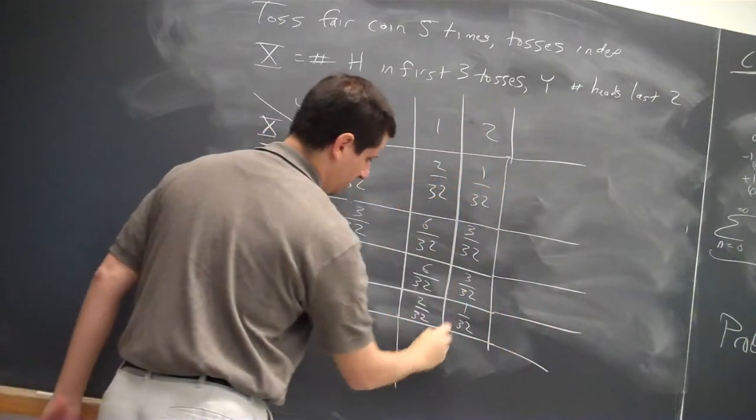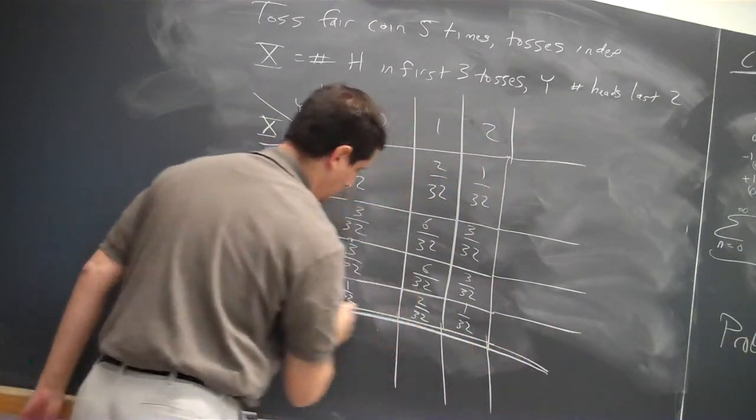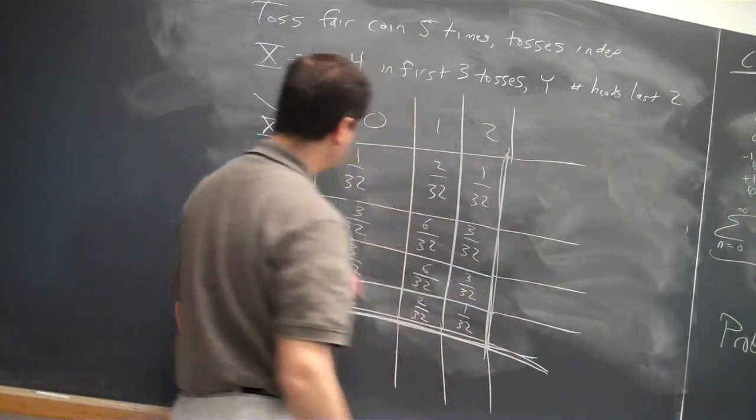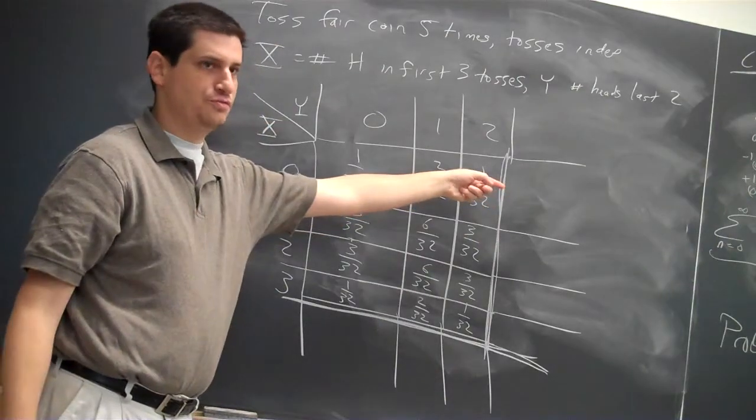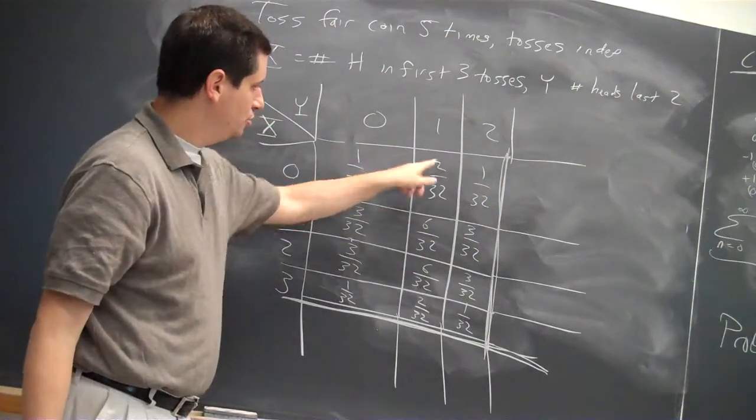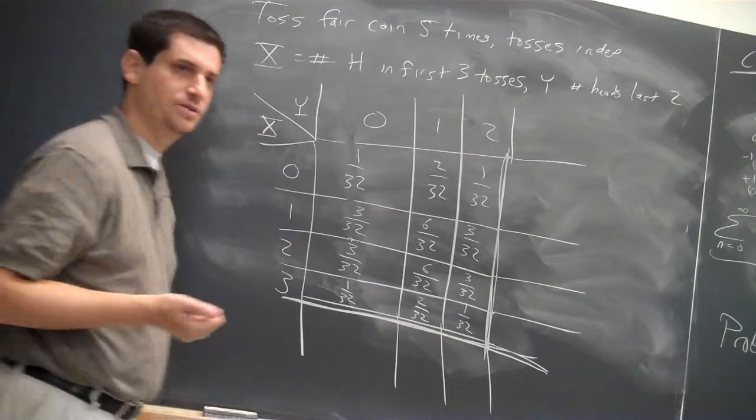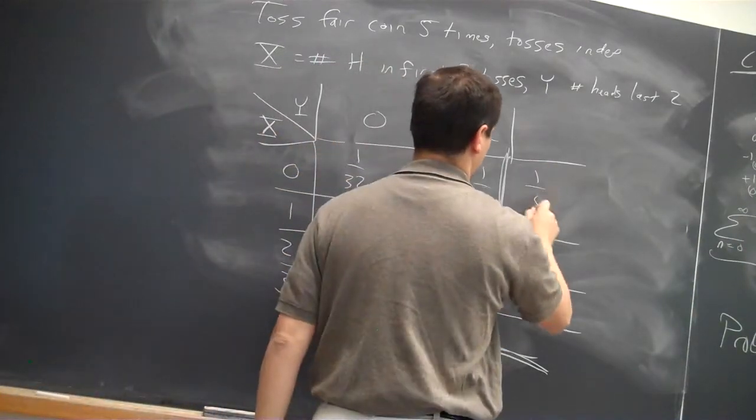Let's extend the table a little bit. I'll draw a thick line over here and a thick line here. Let's count just this row. If I count this row, I get 1, 2, 3, 4, so 4 out of 32. And 4 out of 32 is the same as 1/8.